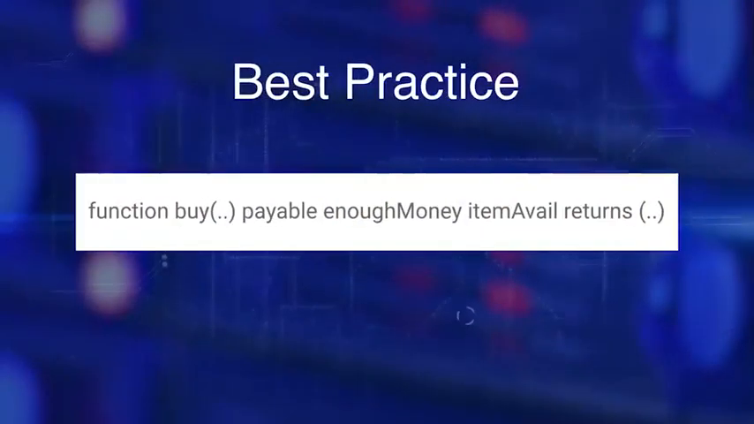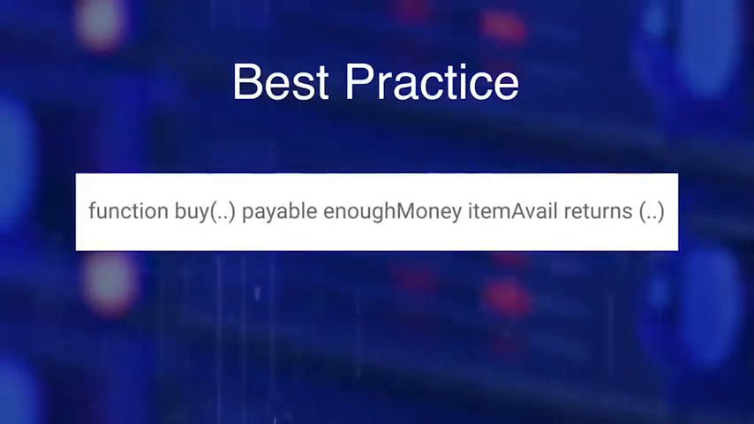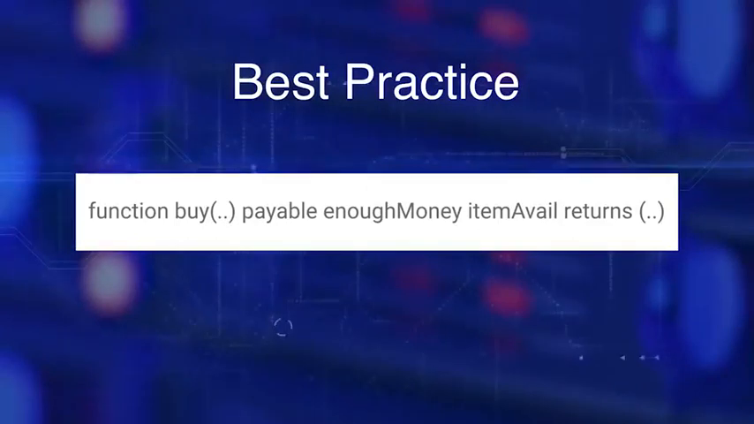Multiple modifiers are applied to a function by specifying them in a white space separated list and are evaluated in the order presented. Hence, if the output of one modifier depends on the other, make sure you order them in the right sequence. For example, function buy has 3 modifiers specified in the following order: payable, enough money, item available.